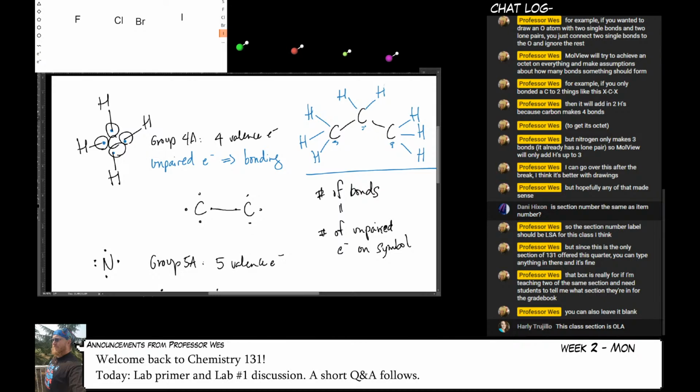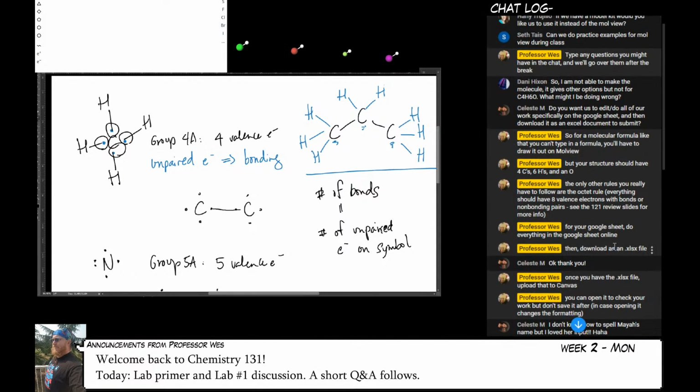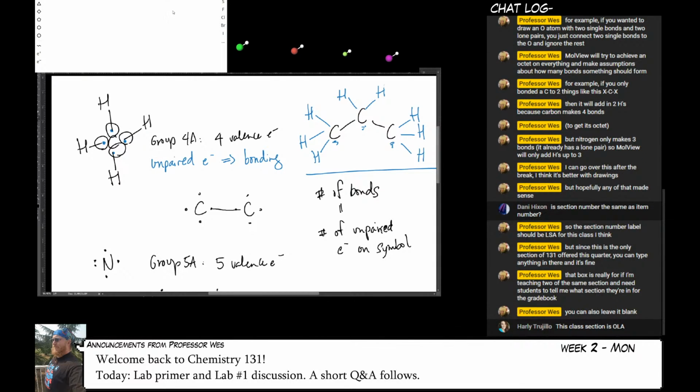So hopefully that clears up a little bit about drawing structures on here. There was another question. Somebody asked about making C4H6O. I'm trying to find it. There it is, C4H6O. How would you go about making that in the viewer?